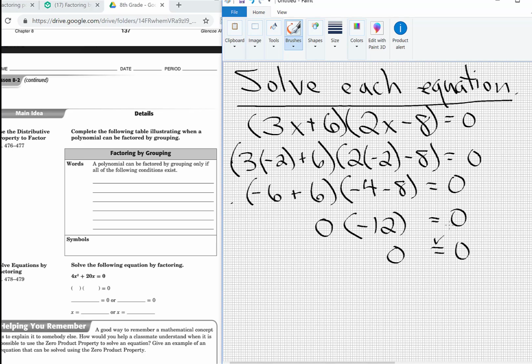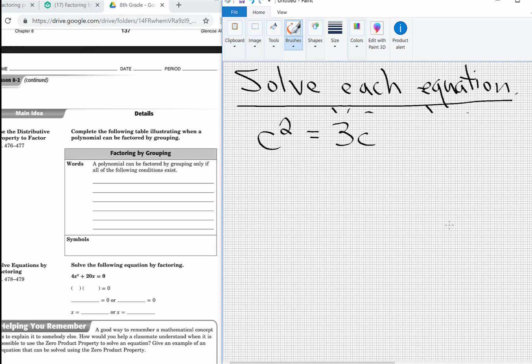You may have problems that don't actually equal 0. In this case, you still want to solve so you end up with them equaling 0. So we're going to subtract 3c from both sides, and we end up with c squared minus 3c equals 0. Now we can factor, just like we've been doing. If we factor out c from both, we get c times c minus 3.